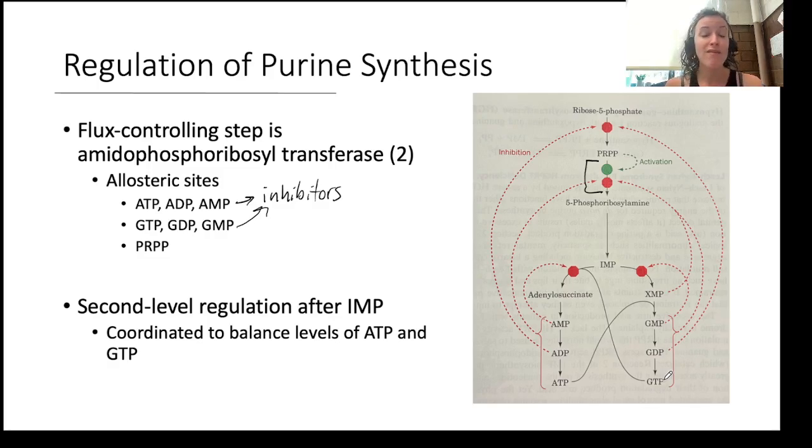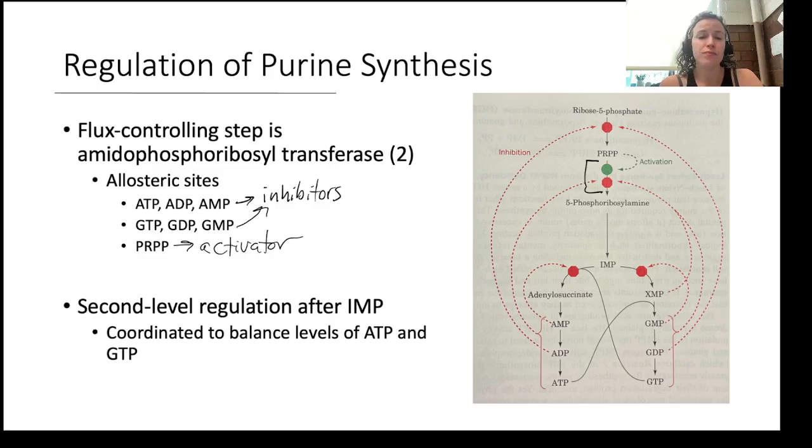Then, we have activation of this enzyme as well. And this is allosteric activation by the substrate of the enzyme. If we have a lot of this first metabolite, folks, that can be an indication that we need to convert this metabolite onwards to its final product.